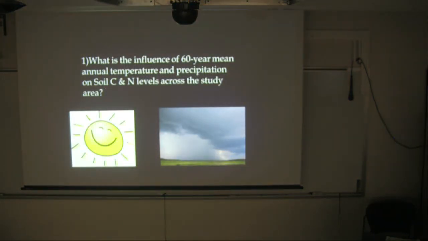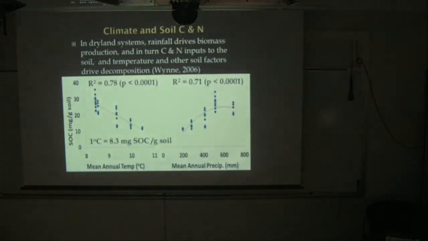So going into my first research question, I was looking at, across the research area, what was the influence of 60-year mean annual temperature and precipitation on soil carbon and nitrogen levels? So in this region, it's commonly understood that rainfall and subsequent soil moisture drives biomass production and the carbon and nitrogen inputs to the soil, while the temperature is driving decomposition rates.